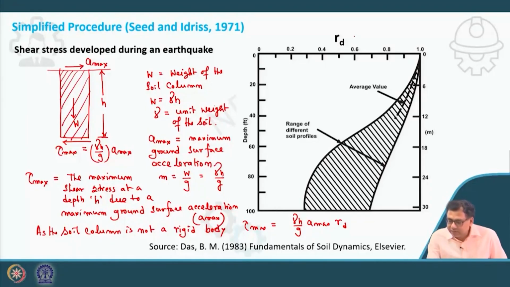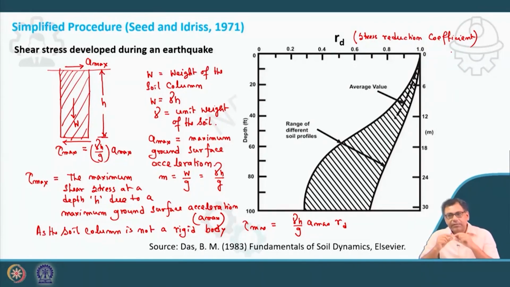If the column depth, the H value, is very small, then this effect will not be that significant. But as the depth increases, because it is not a rigid body and we are applying the rigid body equation to this column, this effect will be very significant.